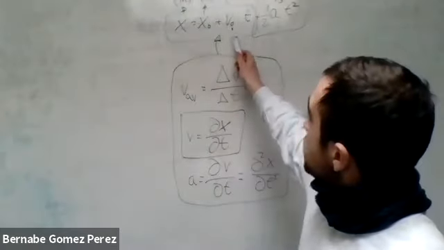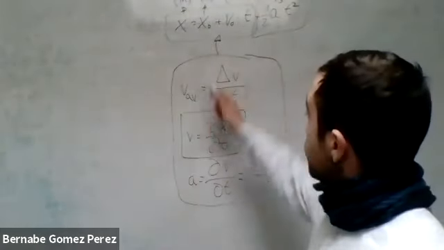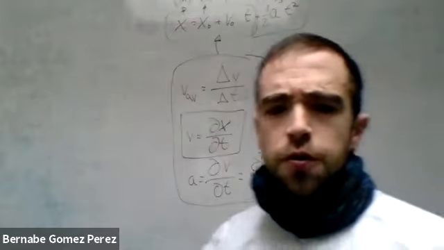We know that displacement is velocity multiplied by time, and we know that we need some initial position, okay?